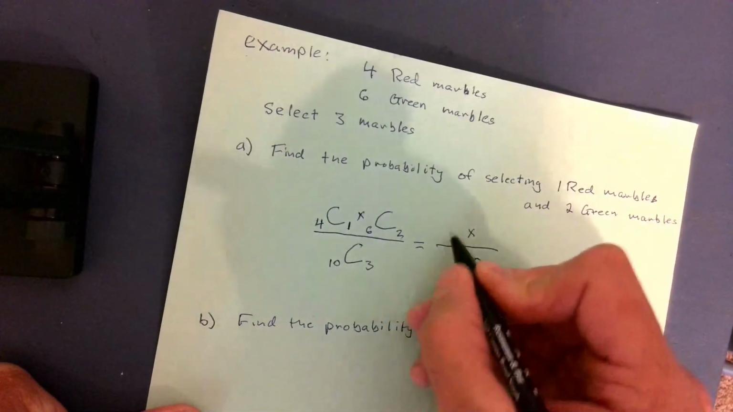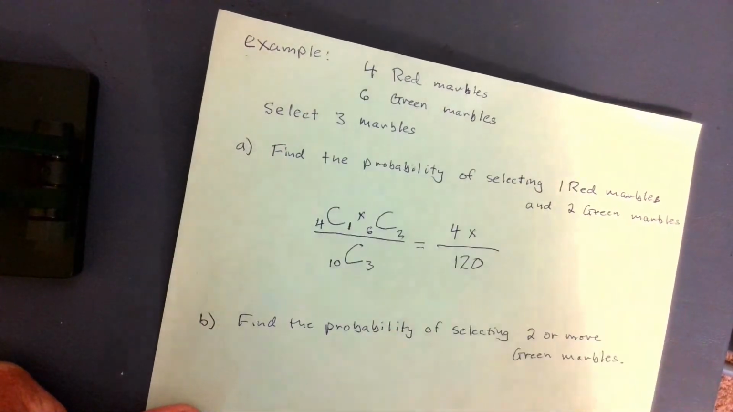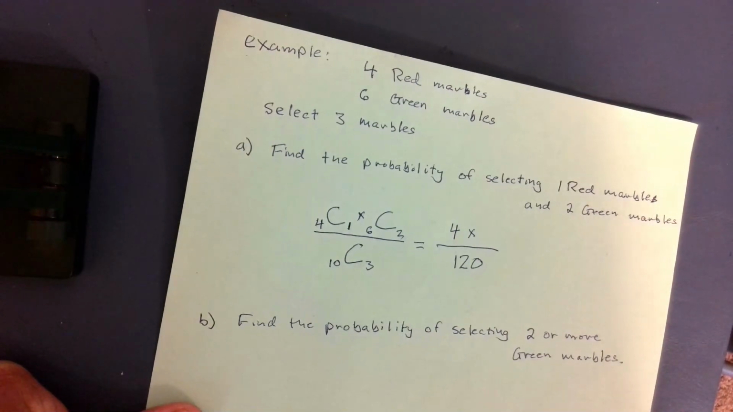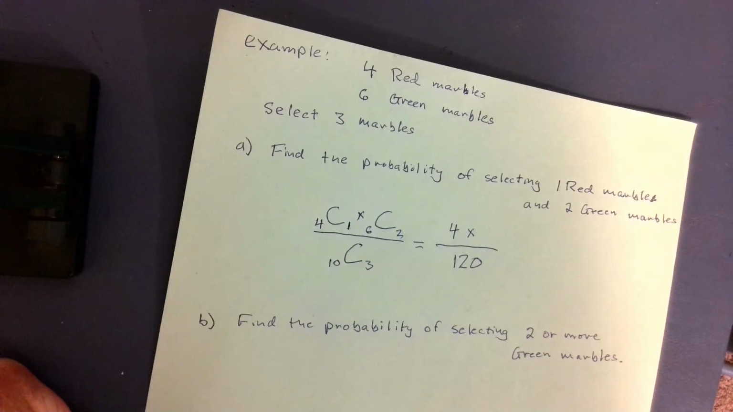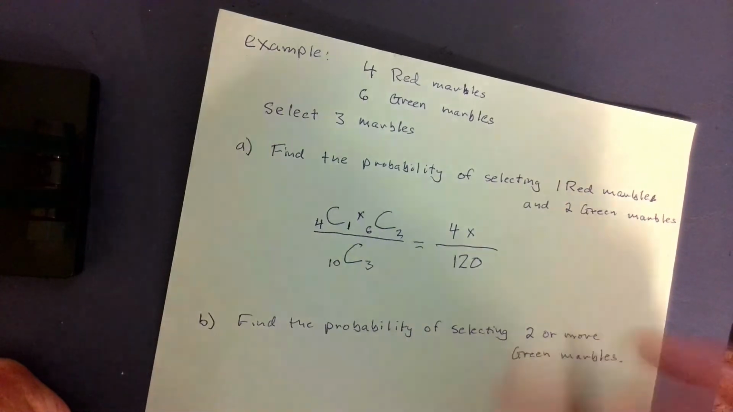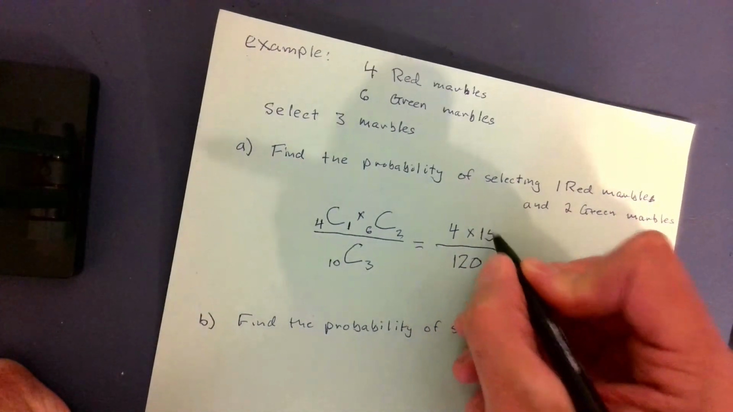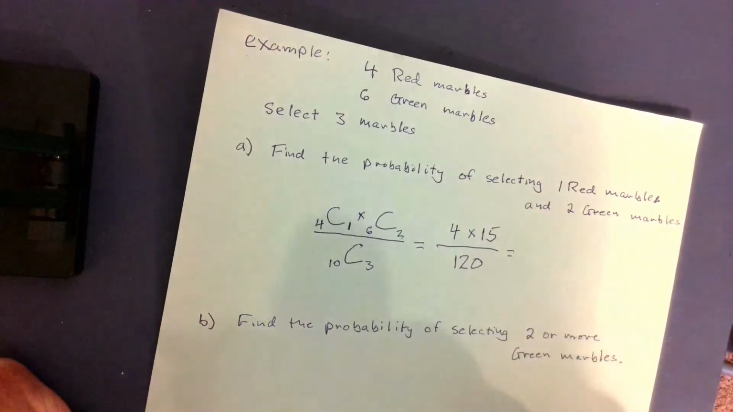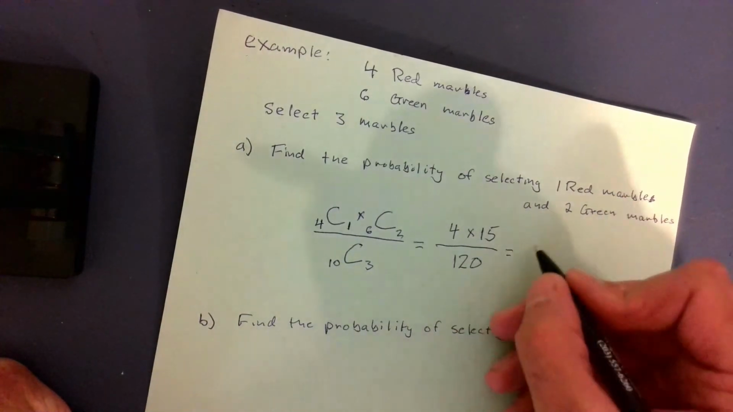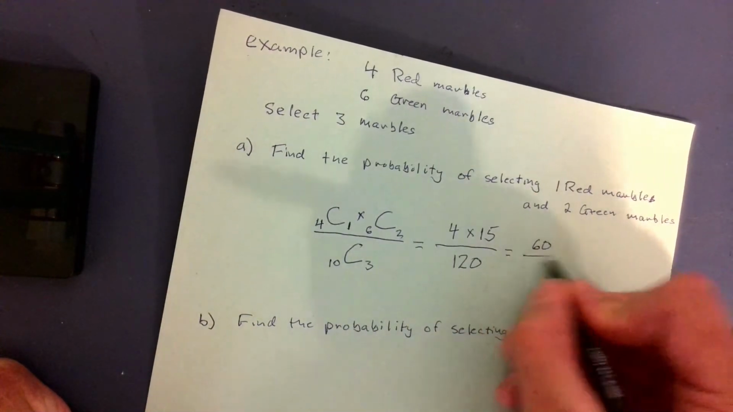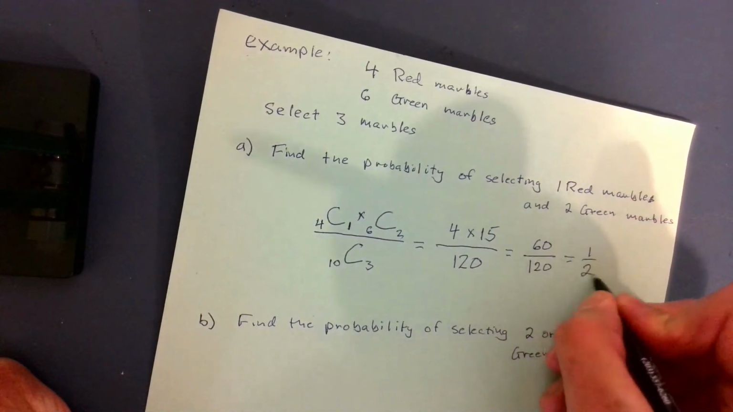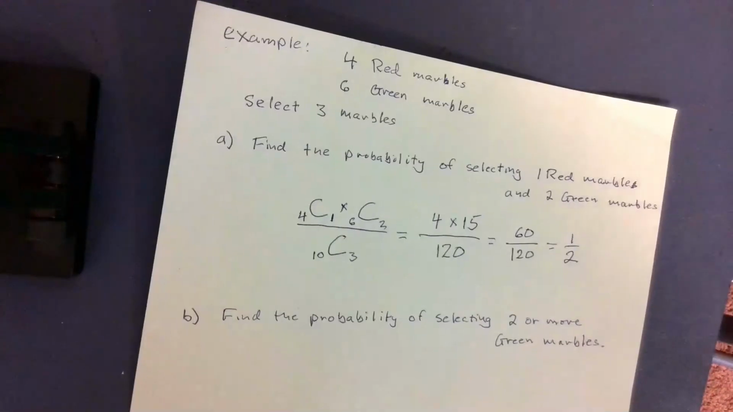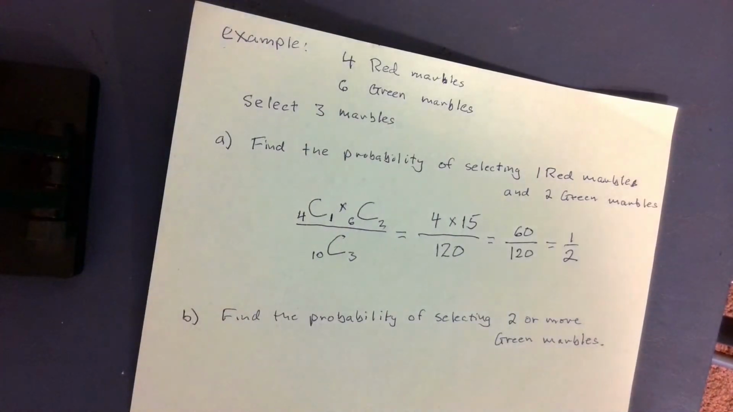Okay, it so happens that 4C1 is 4 and 6C2, I know what that is without using the calculator. It's 15. So the answer is 4 times 15 is 60 over 120, which reduces to 1/2. So that's the answer for part B.